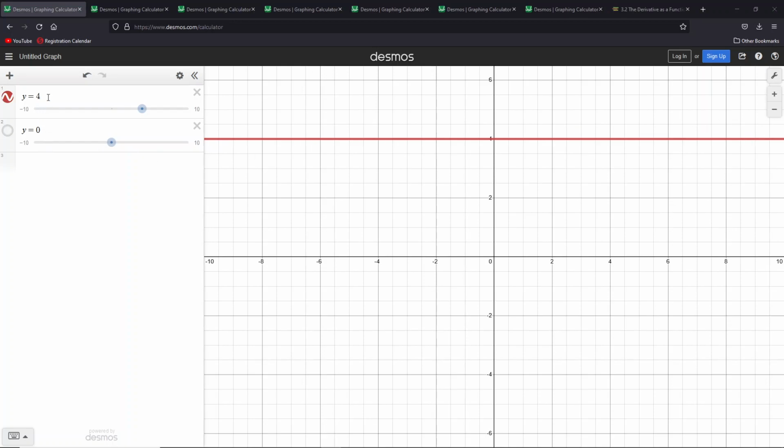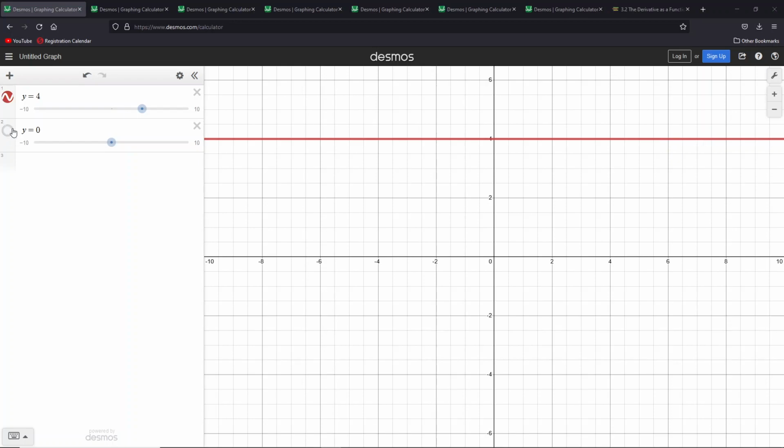In this case, it's the function y equals 4, or f of x equals 4. Now remember, the derivative gives the slope of the tangent line at a point. So for any point on this line, if we were to find the tangent line, it would still just be a horizontal line, right? Now, what is the slope of a horizontal line? If you remember, the slope of a horizontal line is 0. So therefore, for every single point on this line, the slope of the tangent line would be 0.